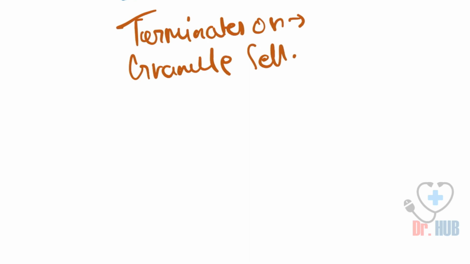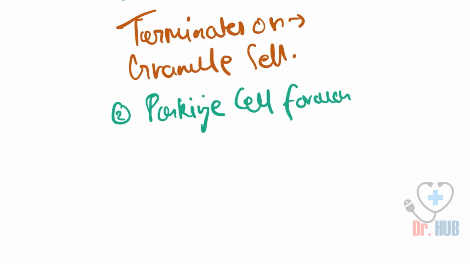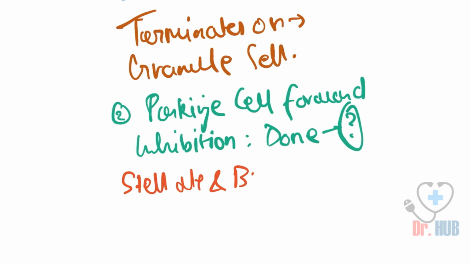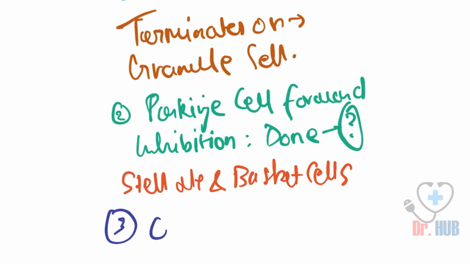The next question we asked was about Purkinje cell forward inhibition. What is it done by? It is done by the stellate and the basket cells. This was our second question. The third thing was to explain the efferents.